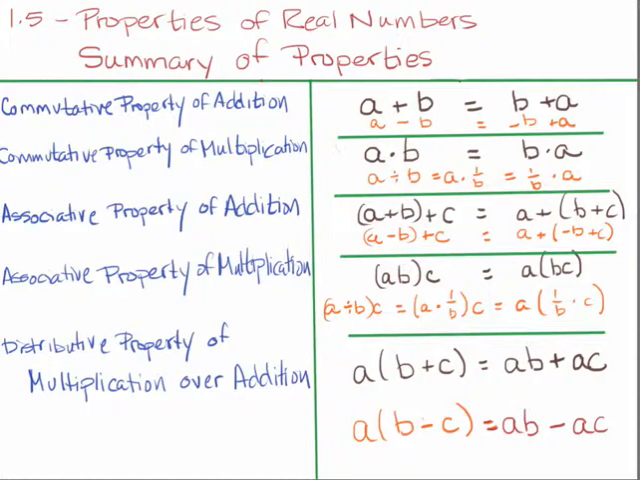All right, here's a summary screen of all the properties that we've learned in this section, including the variations on those properties for subtraction instead of addition and division instead of multiplication. It's a little messy and it's a little crowded, but it's all on one screen, and I'm hoping that you can take from this any notes that you might need to use on an exam.